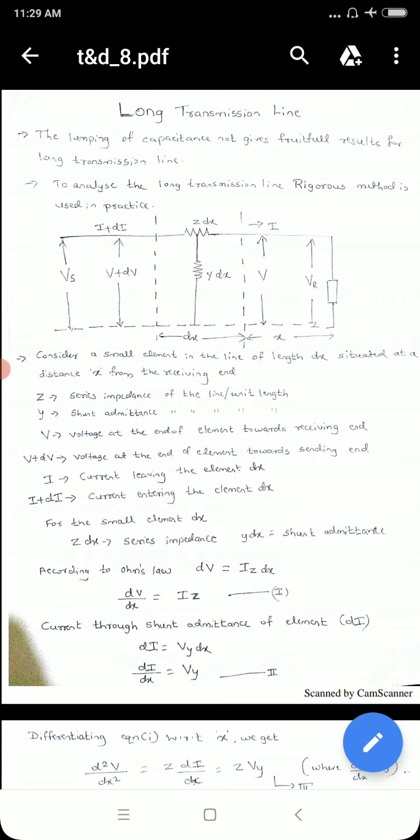In the coming classes we will see some problems as well as the ABCD parameters. So you have now seen the different methods: the short transmission line method, the condenser method, nominal T, nominal pi, and the rigorous method. All these can be expressed using the ABCD parameters. So we will find the sending end voltage and sending end current using the ABCD parameters in the different methods.